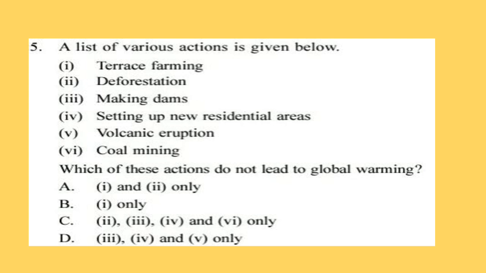Question 5. A list of various actions is given below. Terrace farming, deforestation, making dams, setting up new residential areas, volcanic eruption, coal mining. Which of these actions do not lead to global warming? Look at the options carefully and write down your answer.